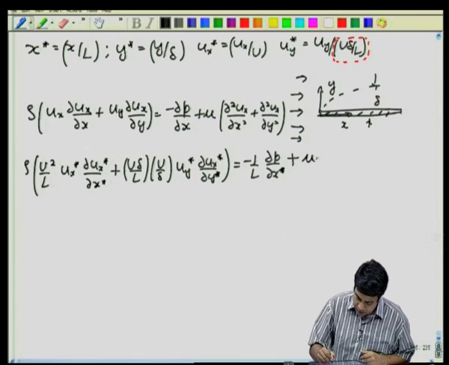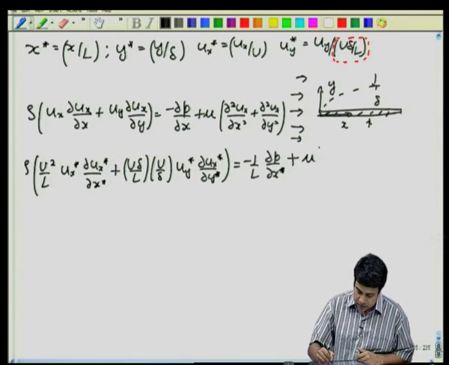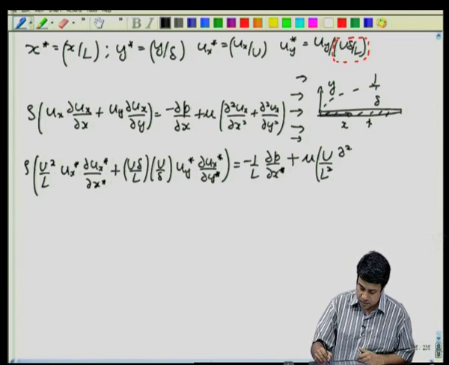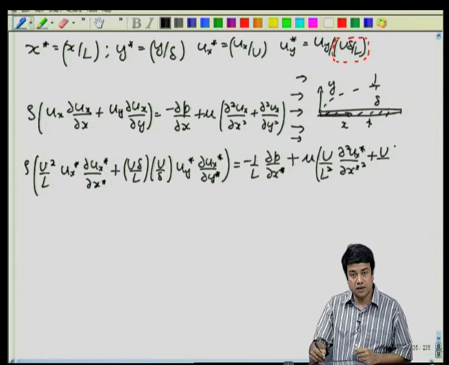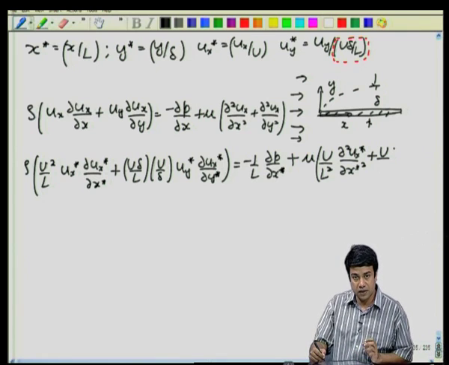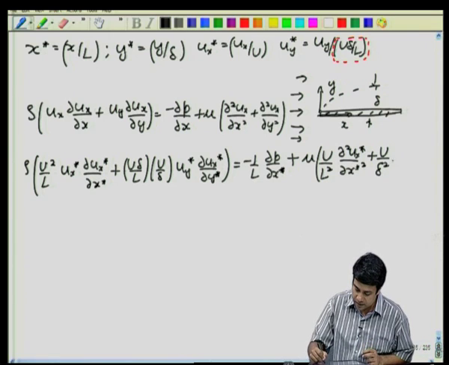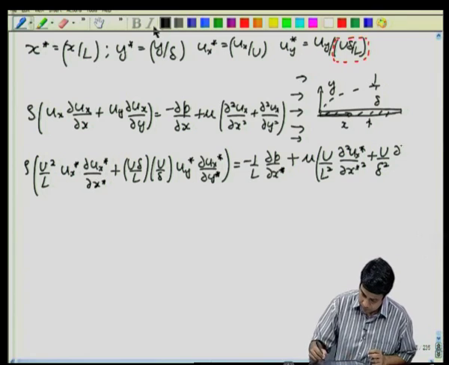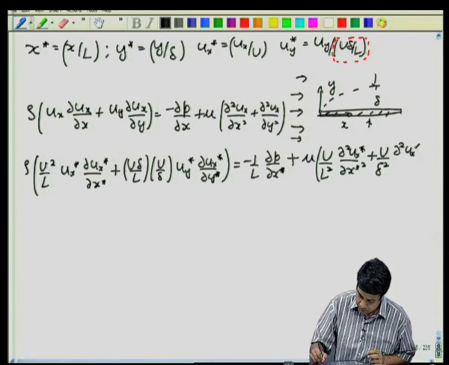the viscosity into the scaling for u, which is capital U, and the scaling for x square is L square: partial square u x by partial x square, plus u by the scaling for y, which is now delta square. The scaling for y is delta, therefore partial square u x by partial y square will be u by delta square, partial square u x star by partial y star square.